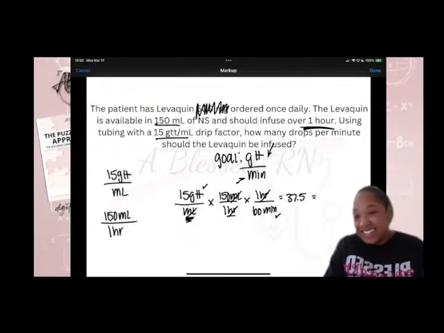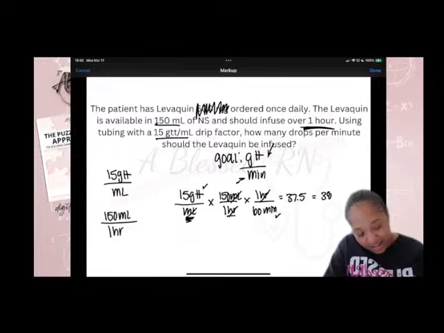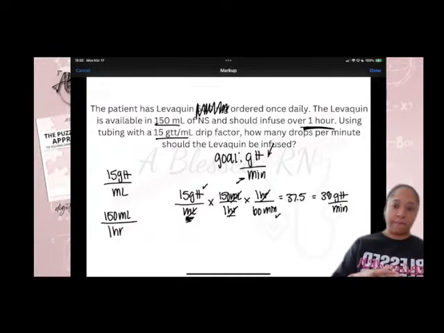So if we rounded this to the nearest whole number, we would get 38 drops per minute. Okay?